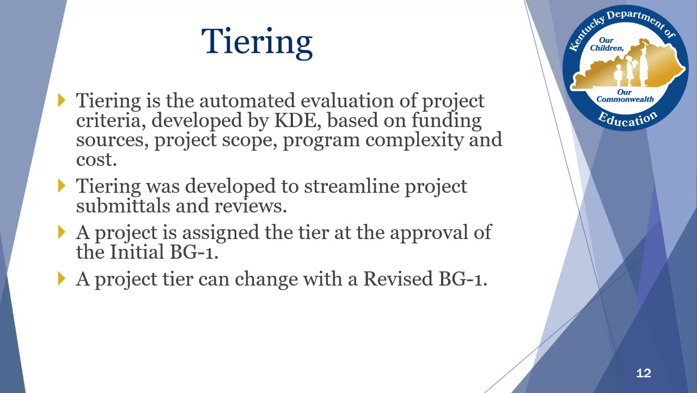And remember that your approval of your BG1 has a link to your tier definitions. So when you get it and you see it's a tier whatever, you can just click on that and it gives you a definition of the tiering. Next slide, please.